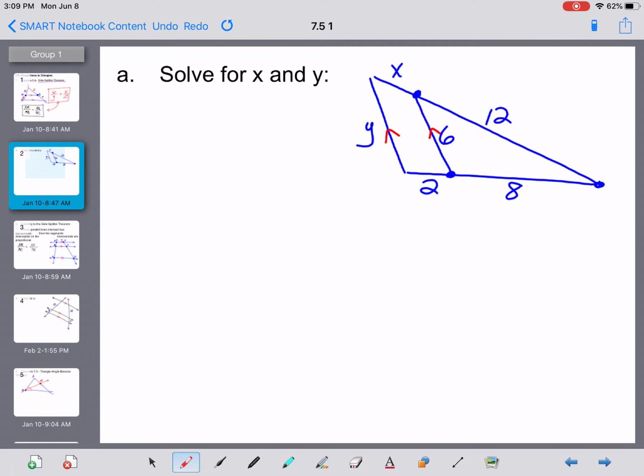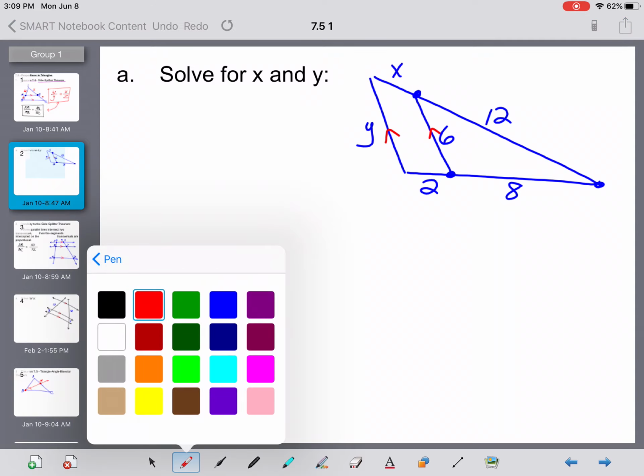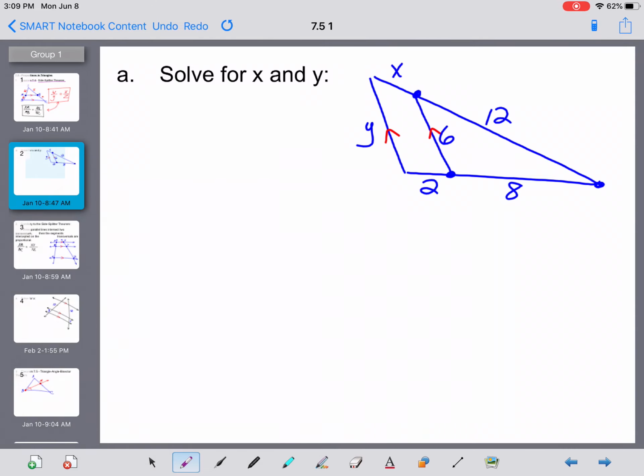Now, the thing about the side splitter theorem is most people understand it pretty well, but they tend to over-apply it in places where it does not belong. So let's take a look at an example here. We have one large triangle, I didn't label any points here, but a large triangle that goes between these three vertices here.